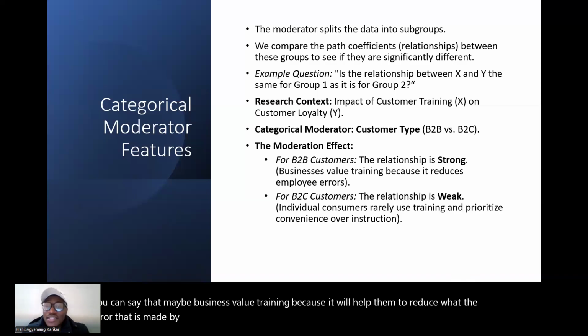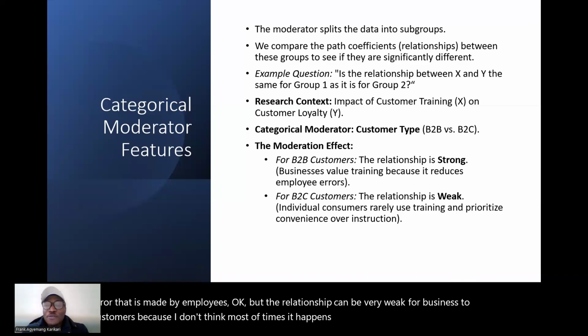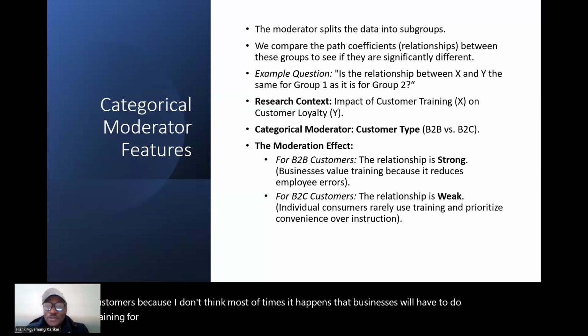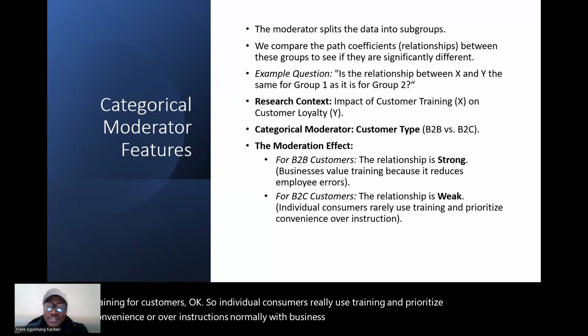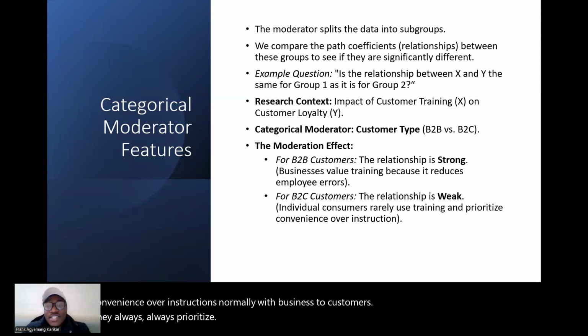But the relationship can be very weak for business to customers, because I don't think most of the time businesses have to do training for customers. Individual consumers rarely use training and prioritize convenience over instructions. So normally with business to customers, they prioritize maybe customer satisfaction and all of that. So that is it.